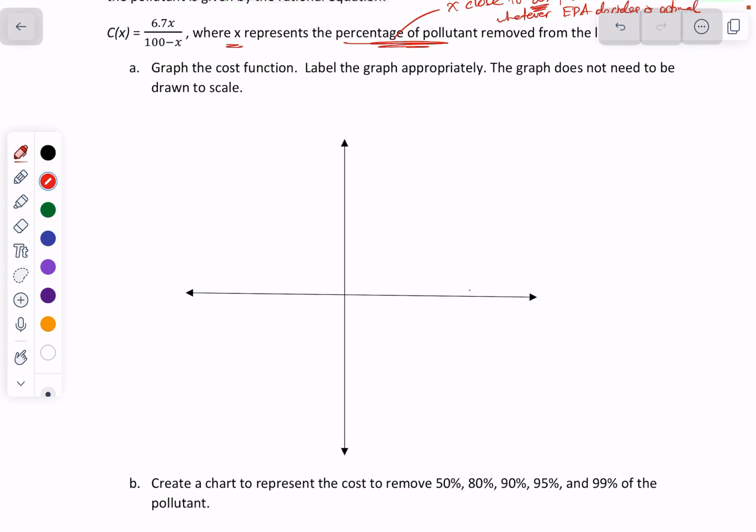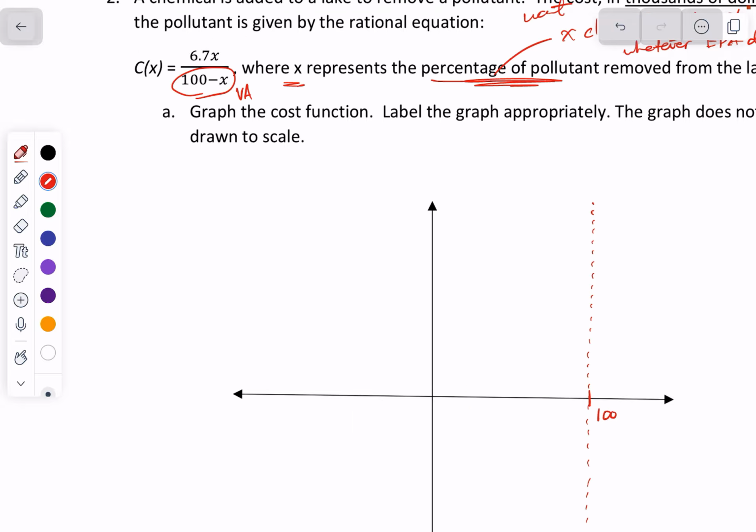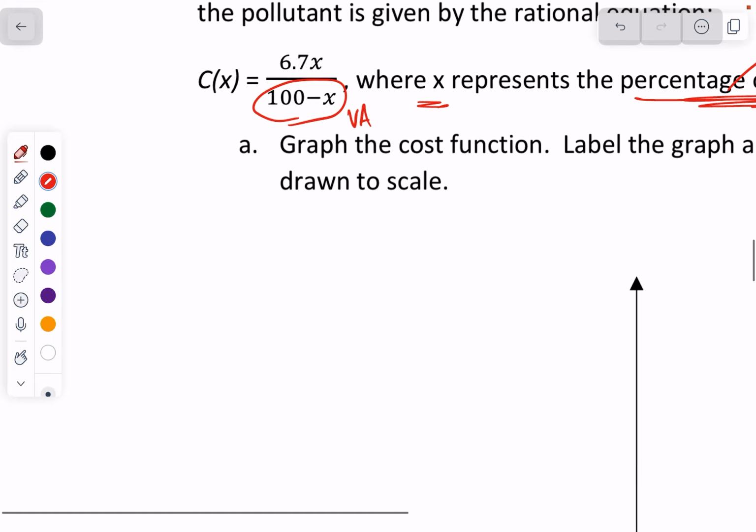So let's say 100 is out there. I notice in the bottom here, this is going to be our vertical asymptote, right? It doesn't cancel with anything, so it's not a hole. We get a nice little vertical asymptote at 100. Do we have a horizontal asymptote? This is a tricky question. Look at it carefully here.